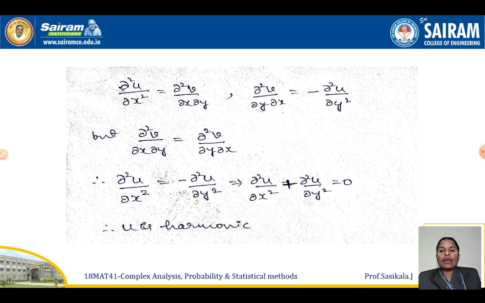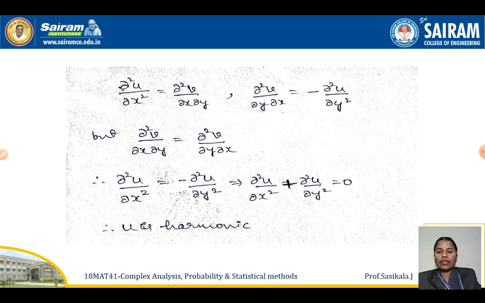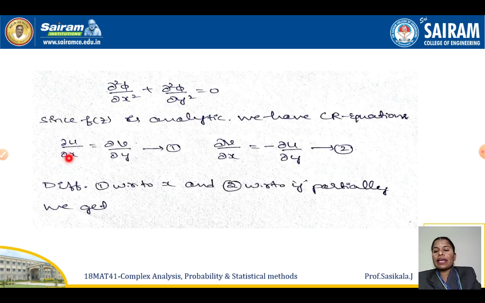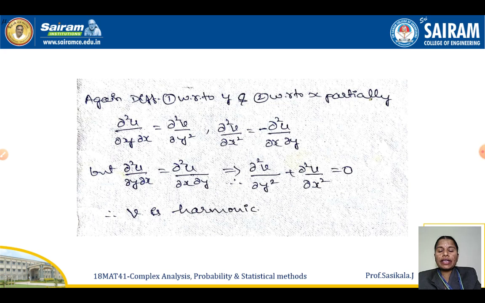Now we have to show it for the imaginary part. Again, we are going to interchange: differentiate the first equation with respect to y, and the second equation with respect to x, partially. What will happen? From the first equation, with respect to y, we get dou squared u by dou y dou x, which is equal to dou squared v by dou y squared.